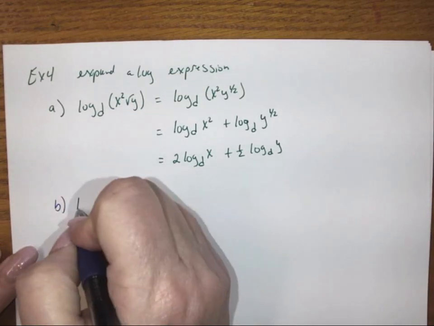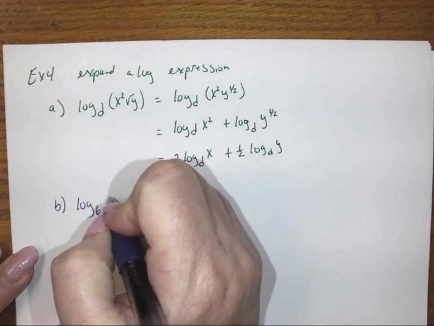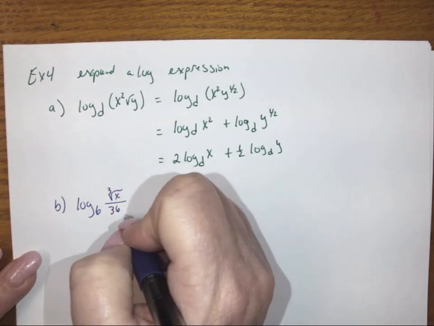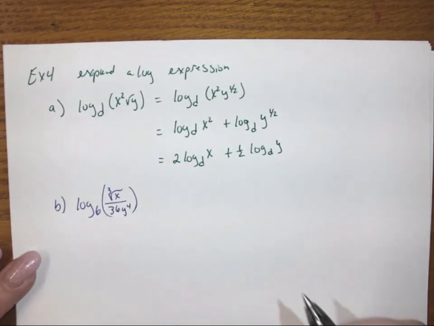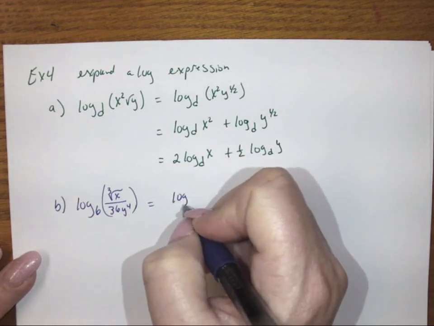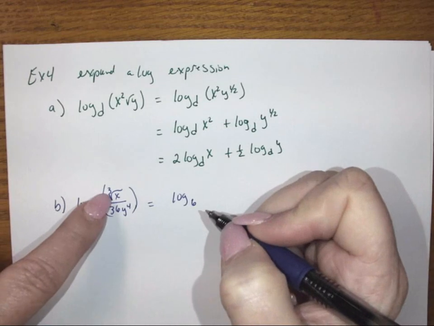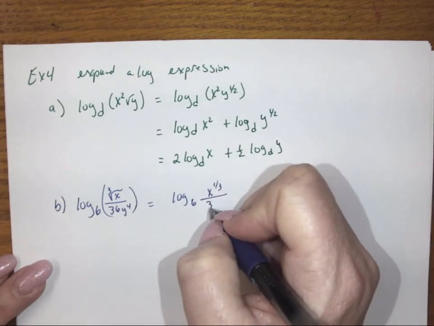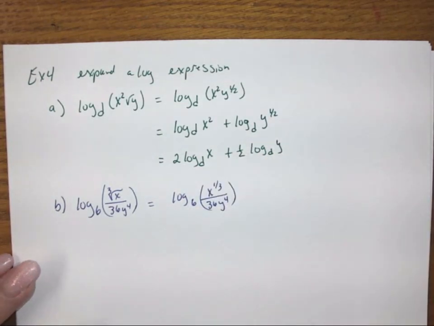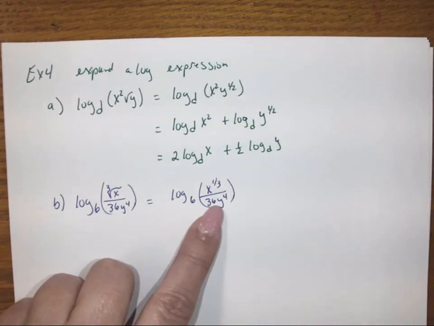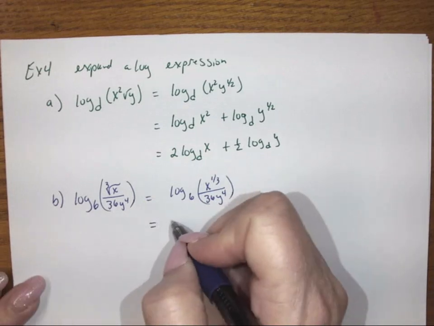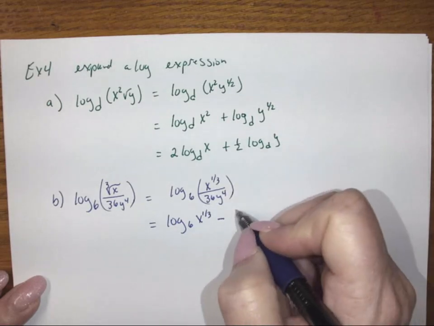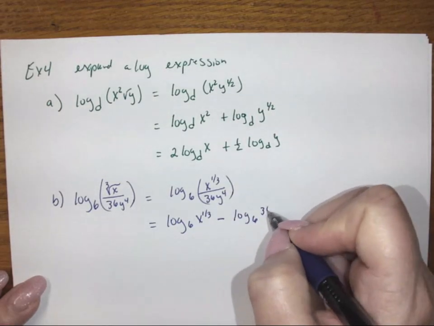So for part B, we're going to have log base 6 of the cubed root of x over 36 y to the 4th. So this will be equal to log base 6. We need to change the cubed root of x to the 1/3 over 36y to the 4th. So in our expansion, the division becomes subtraction. So we have log base 6 x to the 1/3 minus log base 6 of 36y to the 4th.